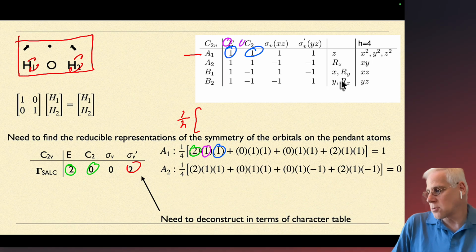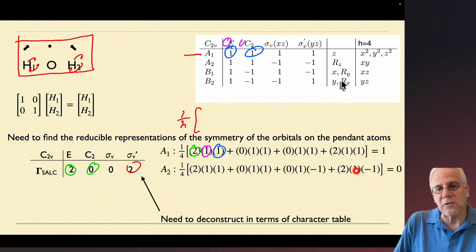If I look at A2, I have 2 plus 0 plus 0 plus minus 2. Okay, so the 2 and the minus 2 cancel out, so I get 0. So 1/4 times 0 gives me 0. So none of these SALCs have A2 symmetry.